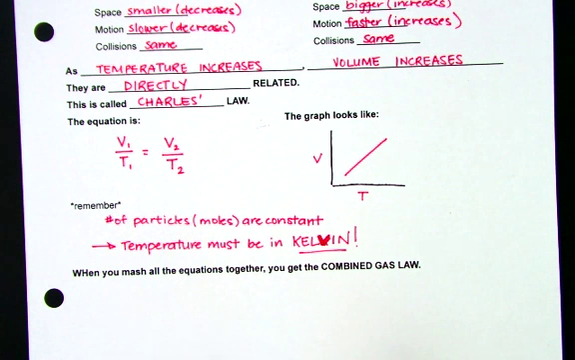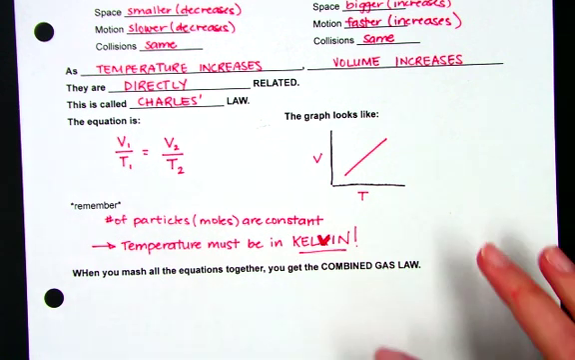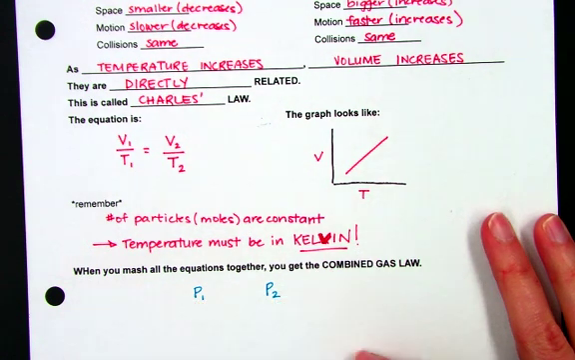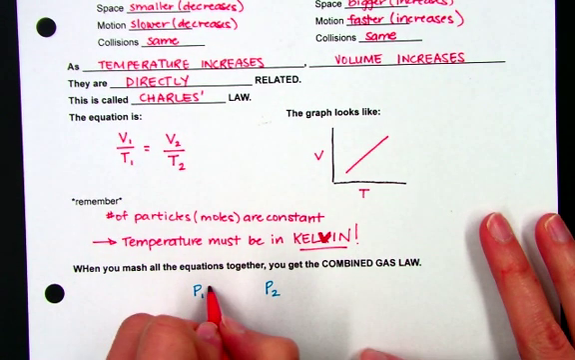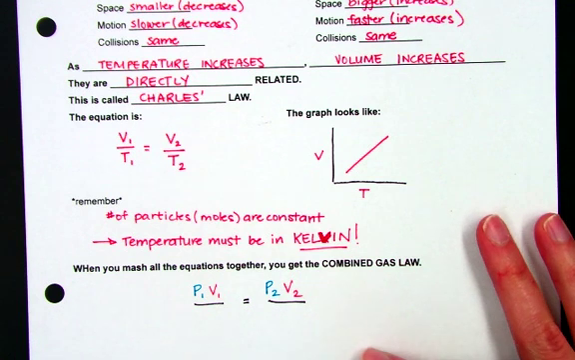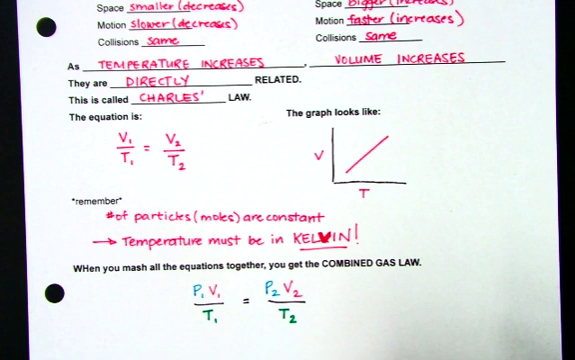Here's the thing, right? You're like, oh my gosh, there's 3 equations. How do I know which one's which? You don't really have to, because there's one equation to rule them all, right? Like the one ring. Pressure 1, pressure 2. Volume 1, volume 2. Temperature 1, temperature 2. This guy, he's called the combined gas law down here.